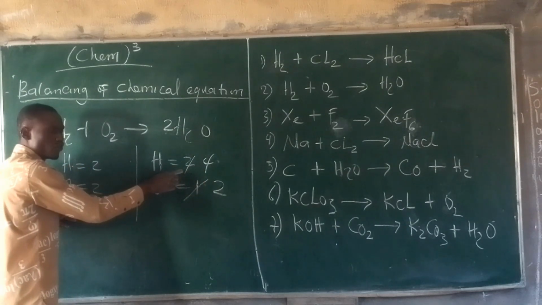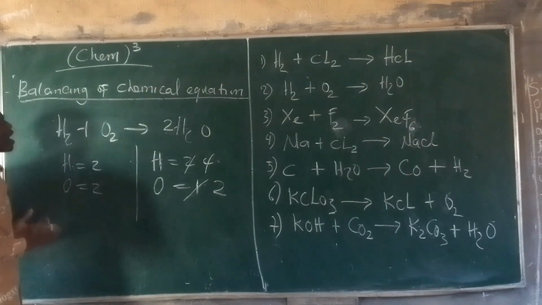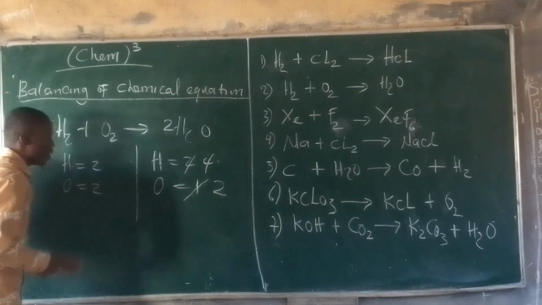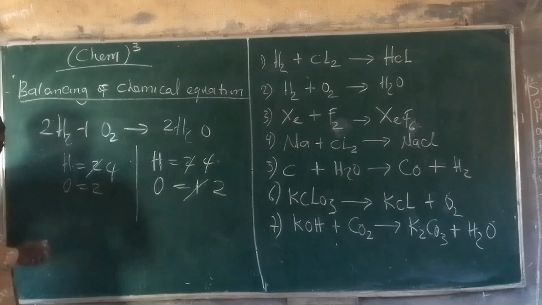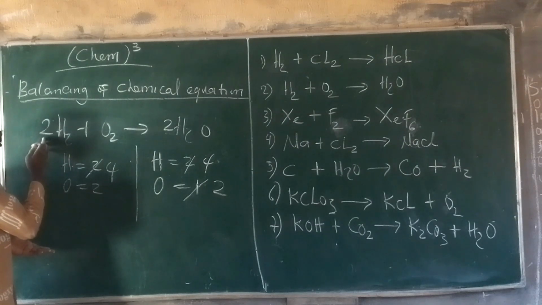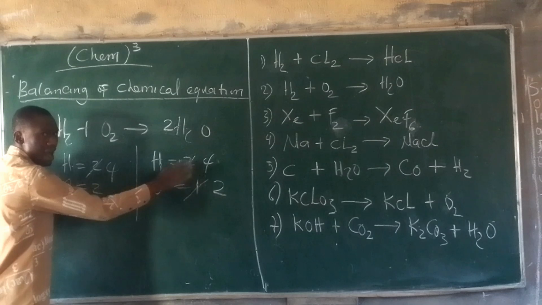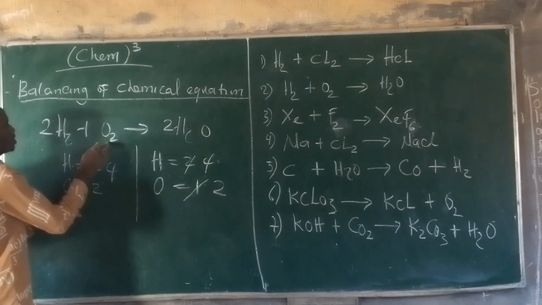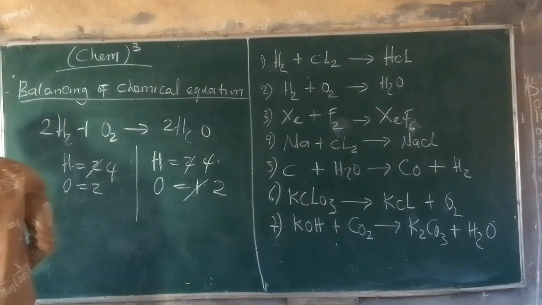Hydrogen on the product side will change to 4. That means that I have work to do on the reactant side. The work I have to do is: what will I multiply by 2 to get 4? If I add 2, 2 times 2, hydrogen will also become 4. You notice that we have 4 hydrogen here, 2 times 2, 4, and we also have 2 times 2, 4. Hydrogen is 4, 4. And then we have oxygen to be 2, and 2 times 1, that is 2. Now, let's go to the next one.